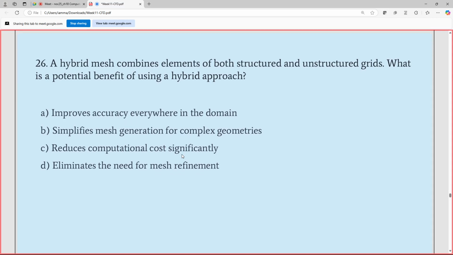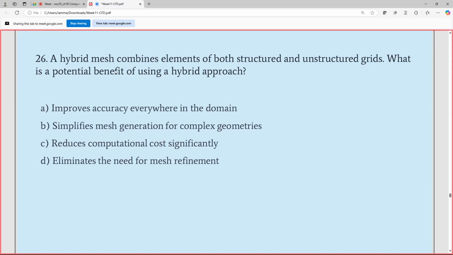Moving on to the next question. A hybrid mesh combines elements of both structured and unstructured mesh. What is the potential benefit of using a hybrid mesh or hybrid approach? We have seen structured and unstructured grids, whereas a hybrid mesh combines elements of both. So, what are the potential benefits of using the hybrid method?